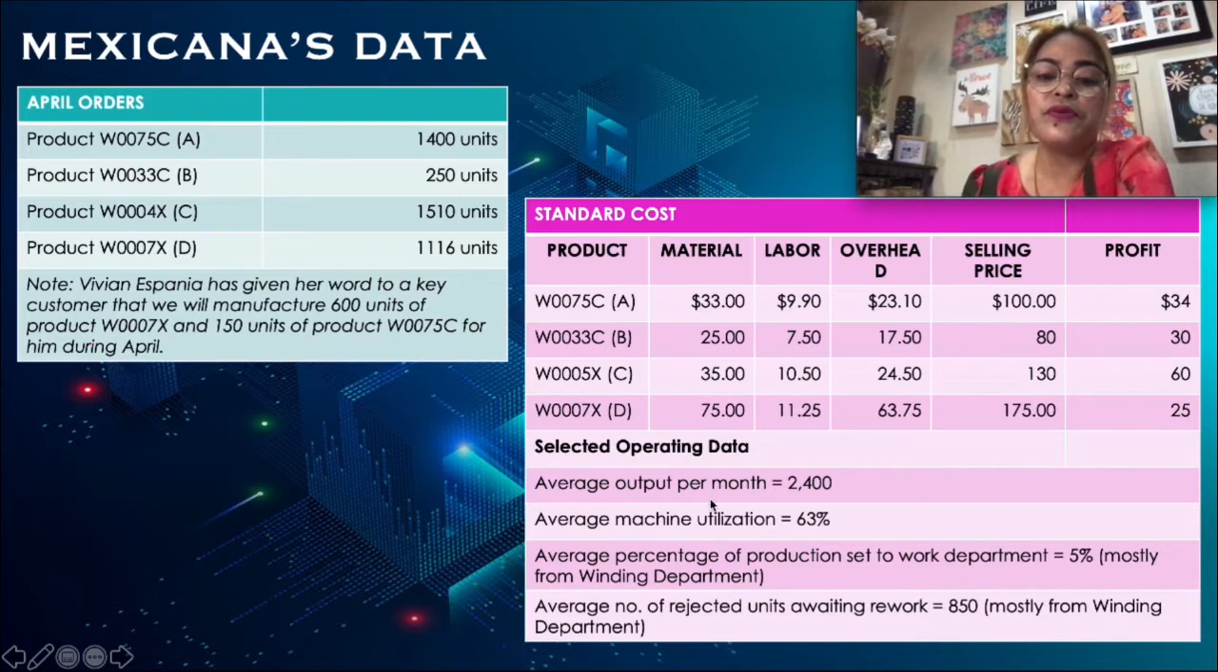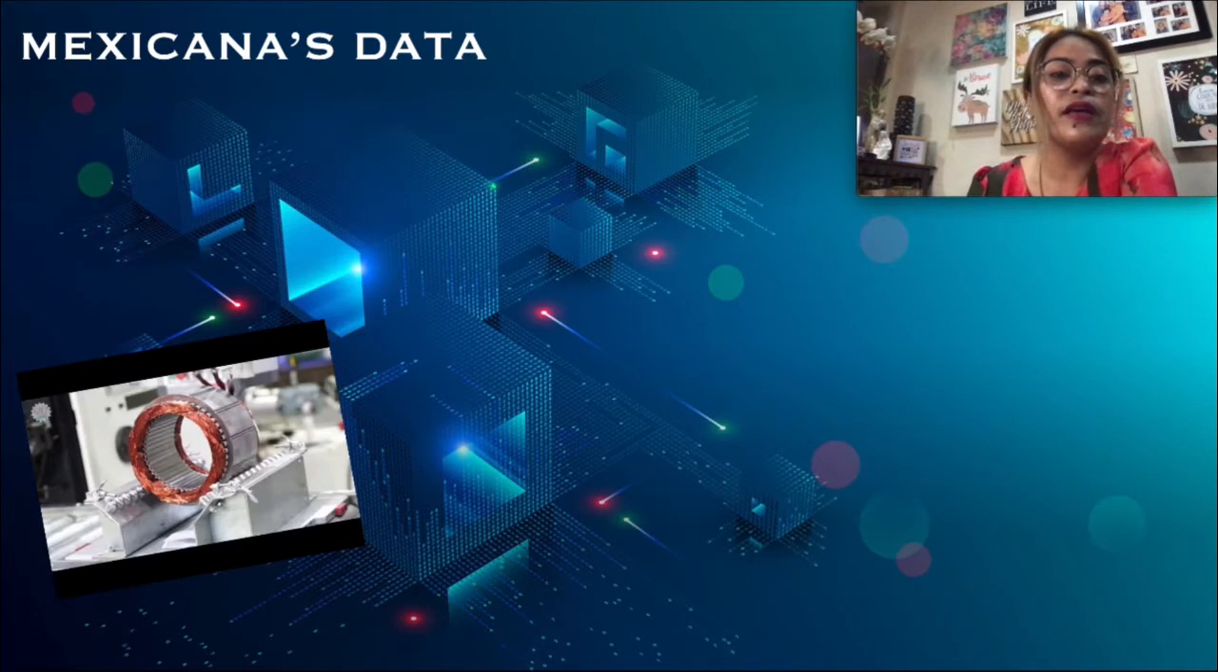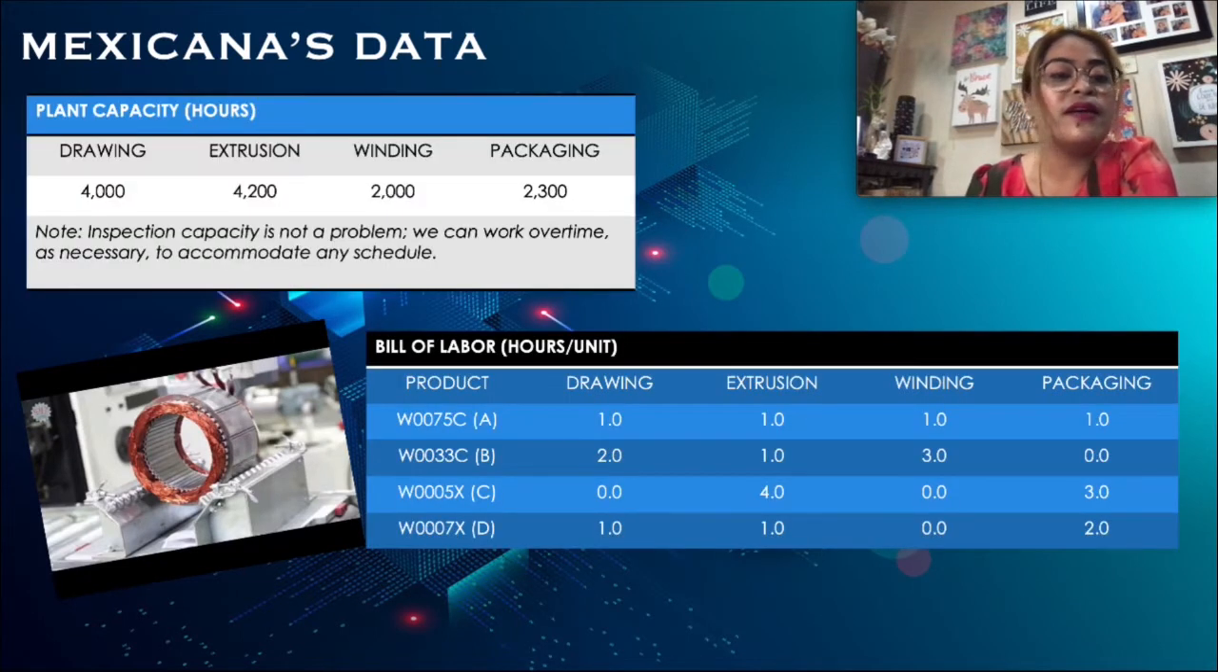Now, average output per month is 2,400. Average machine utilization is 63%. Average percentage of production sent to work department is 5%, which are mostly from winding department. And average number of rejected units awaiting rework, 850, which are mostly from winding department. And this data also are given to Ron Garcia.